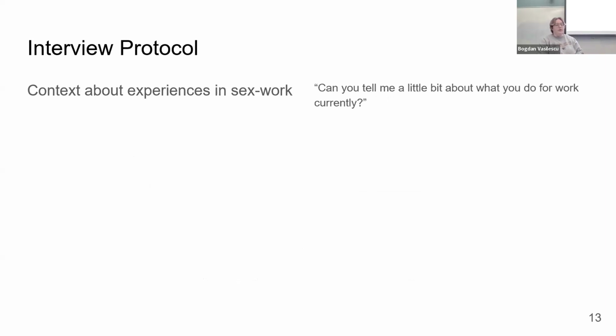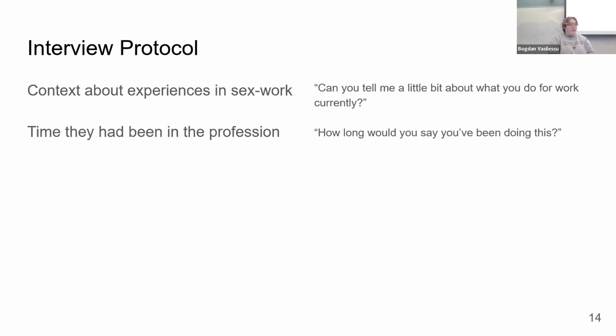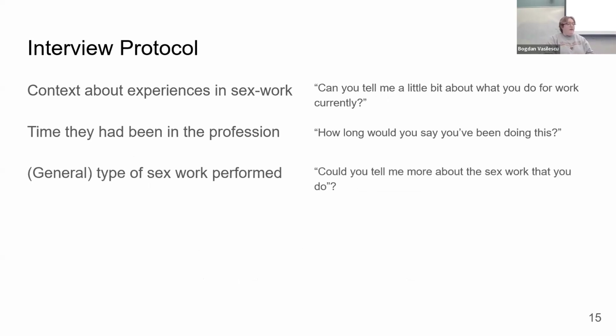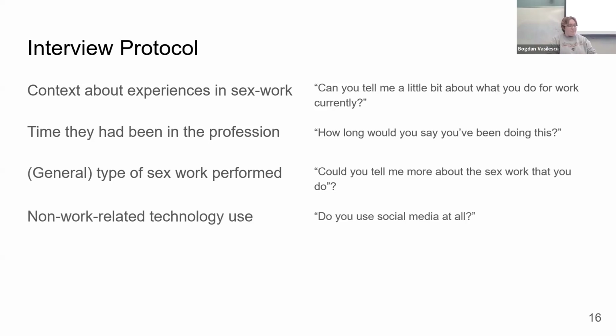So the protocol itself started out by asking questions about experiences in sex work, specifically asking what they did for work, and then asking them to expand on that if they didn't mention sex work. They also asked how long they had been in the profession and the general type of sex work performed, whether it was mostly in person or online, gathering details about that.